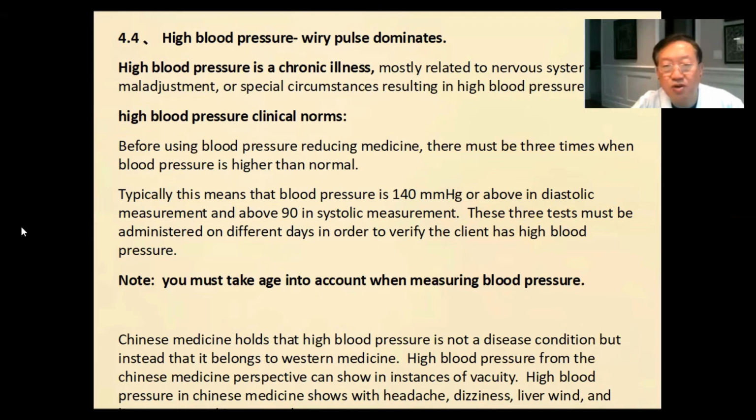Chinese medicine holds that high blood pressure is not a disease condition, but instead belongs to a Western medical understanding. High blood pressure from the Chinese medicine perspective can show in instances of acuity. In Chinese medicine it shows with headache, dizziness, liver wind, and liver yang attacking upward.